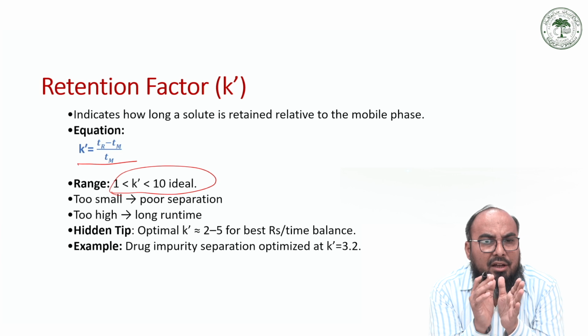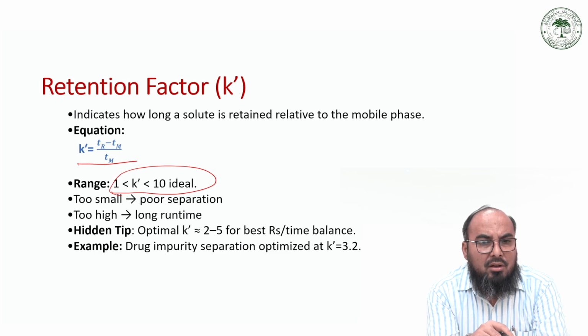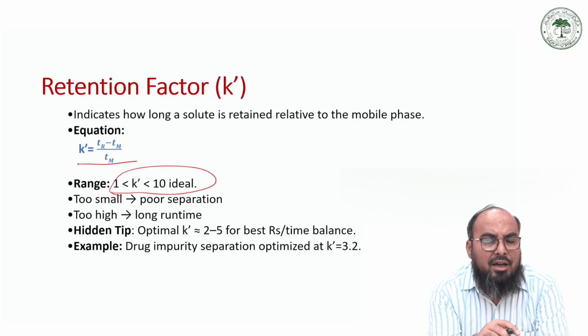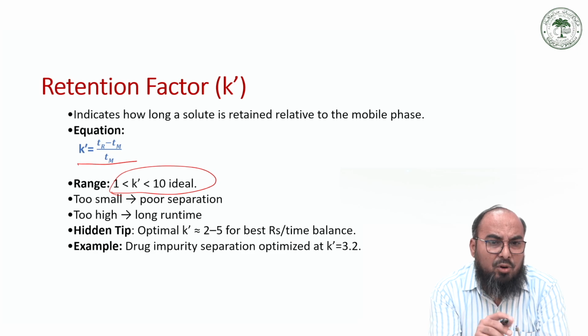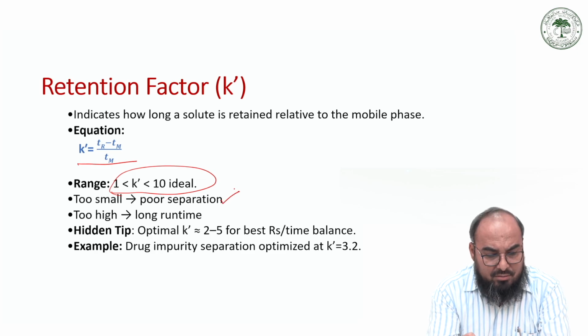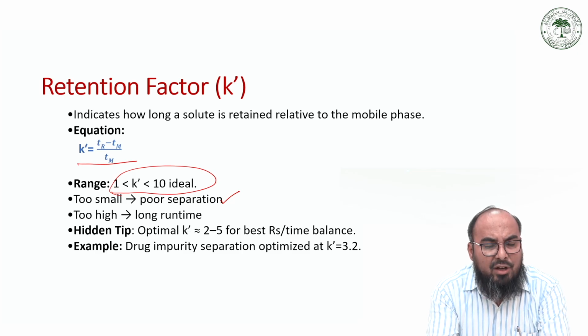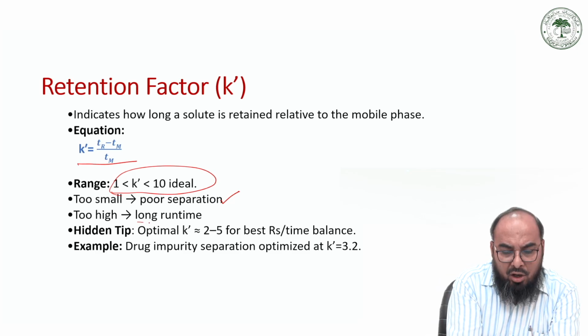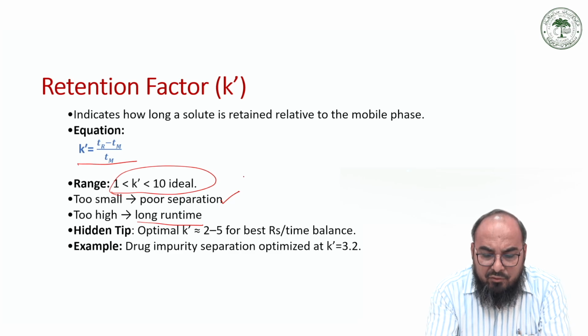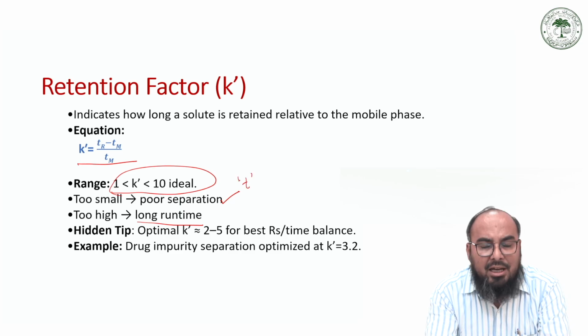So for an effective separation, for an ideal separation, or for the best optimization, its value should lie somewhere between 1 to 10. If the value of K dash is small, then we have poor separation. Again, a very important thing is coming up, and that is, if we have a high value of K dash, then we have a long run time. Still, we have not discussed the time.